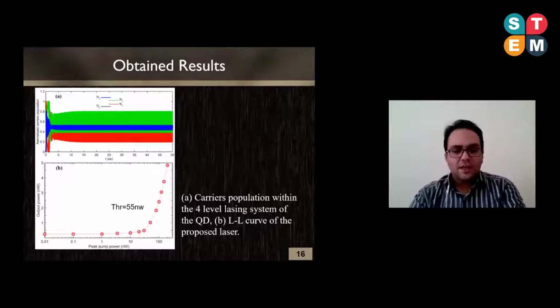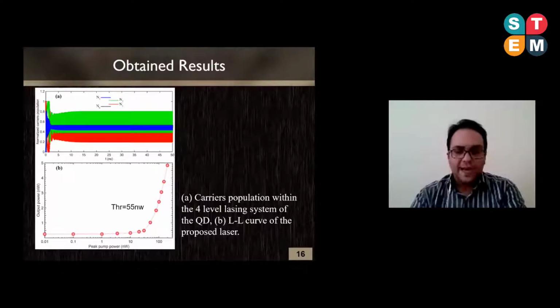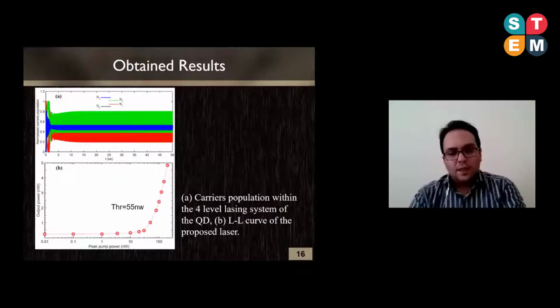The dynamic response of the system is also calculated. You can see here in part A the distribution of the carrier population within the quantum dot, plotted for the 4-level lasing system. As shown in this plot, the population inversion is realized in a very short time, less than 3 nanoseconds. This is achieved mainly due to the effective way of pumping, in which the pump resonantly excites within the cavity.